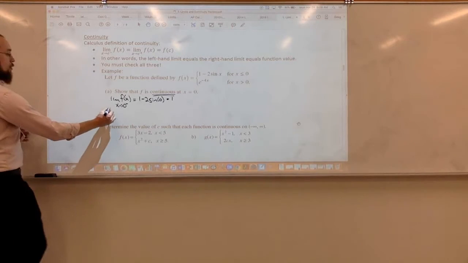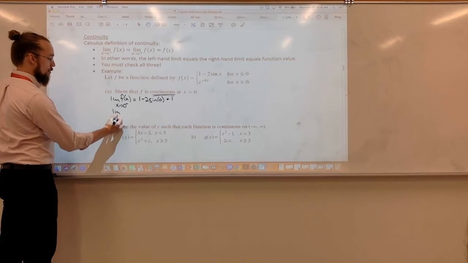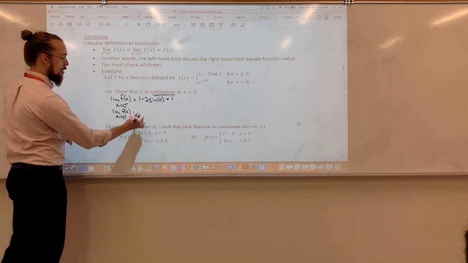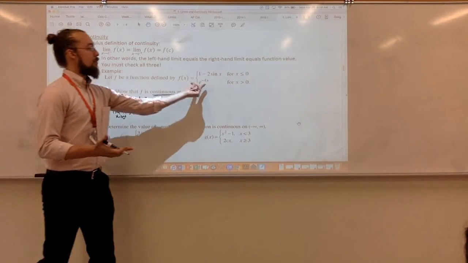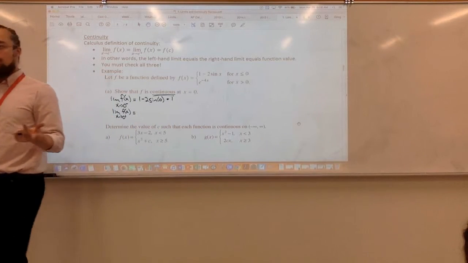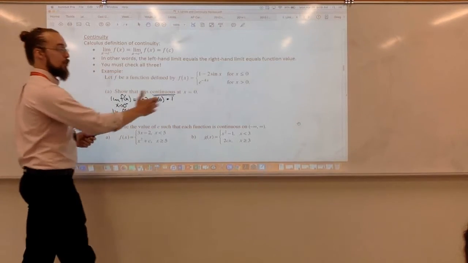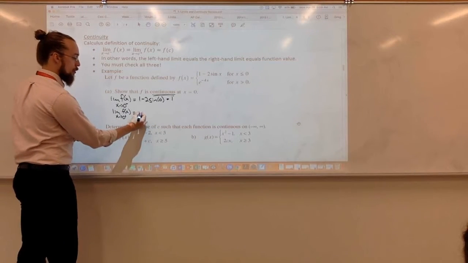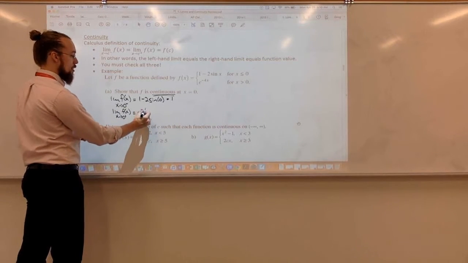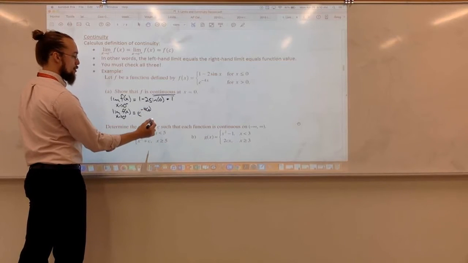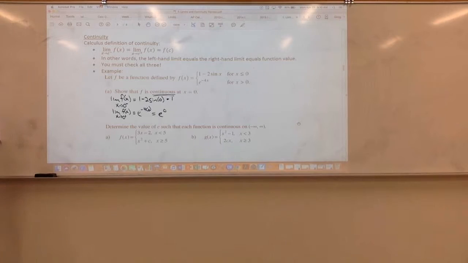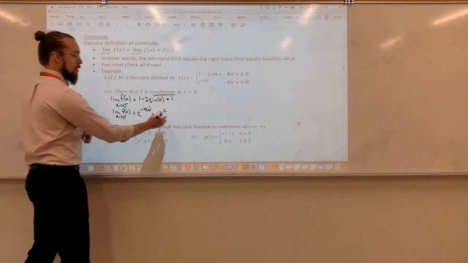So let's check the right-hand limit. The limit as x approaches 0 from the right. That would be my other piece of this piecewise function. If this is defined for x greater than 0, this is the piece that I will be using to approach from the right. So this will be e to the negative 4 times 0 power, which would just be e to the 0, which would be 1.